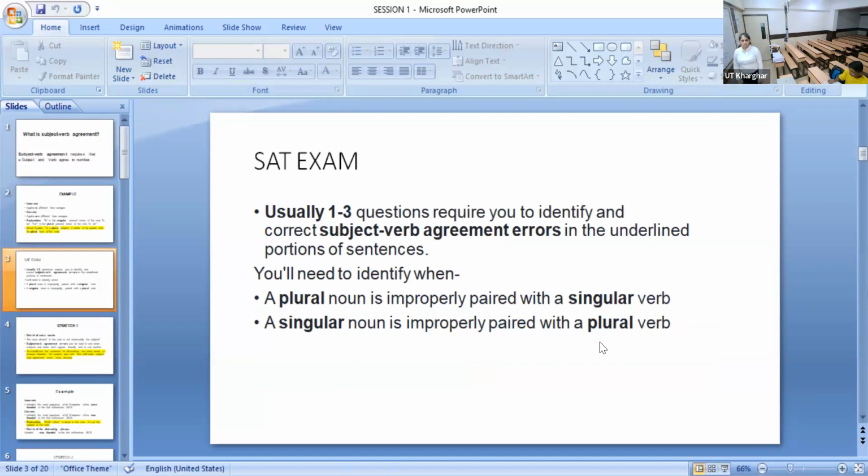Coming to this, this is just your description: usually you will find 1 to 3 questions in your SAT exam that are based on subject verb agreement errors. And your job as a student is to identify where the improper pairing is done. That is how you will identify which is a subject and which is a verb. Clear? So this would be your job. Saina, are you clear with the job?